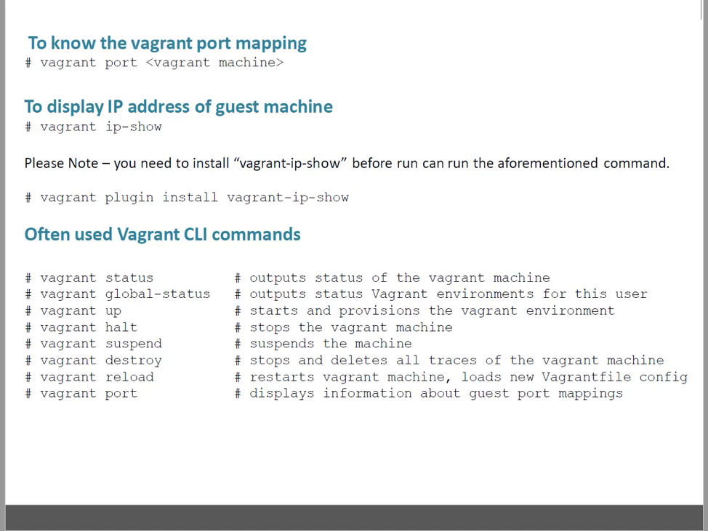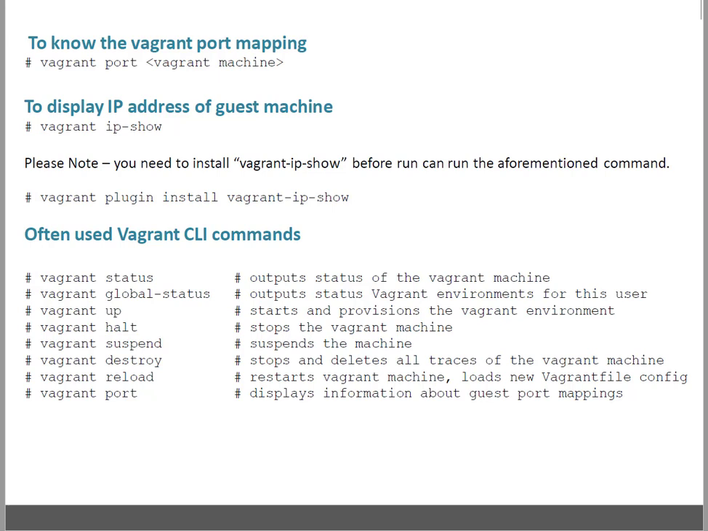So you can run the command vagrant port followed by the Vagrant machine name. It will tell you the port mapping from the host to the guest machine. If you want to show the IP address of the guest machine from your base machine, you can run vagrant ip-show. To run this command, you need to install a Vagrant plugin called vagrant-ip-show. Once you install that plugin, you will be able to run the ip-show command.